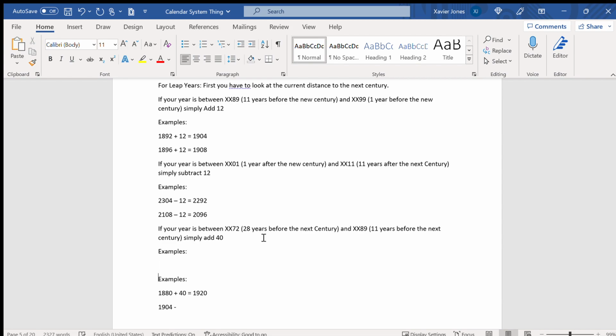Here's an example. 1880 plus 40 equals that. 2176 plus 40 equals 2216. And then we can throw in a 2280 plus 40 equals 2320.